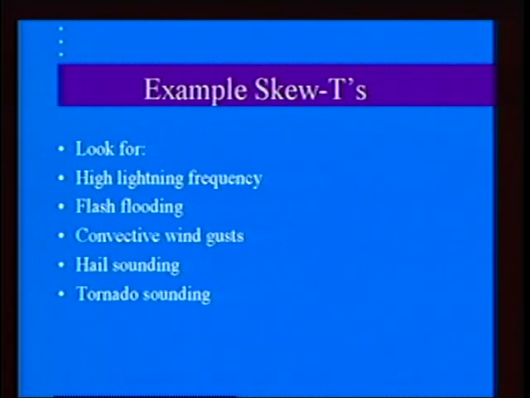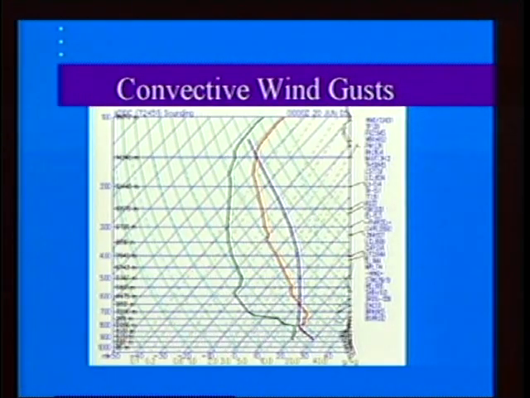So let's look at our first sounding here. And this is a sounding that shows an example of where strong convective wind gusts can occur. So in the middle troposphere, we have a big spread between our temperature, which is in red here, and our dew point, which is in this green color here. So you have a large dew point depression in there. So you've got a lot of dry air aloft.